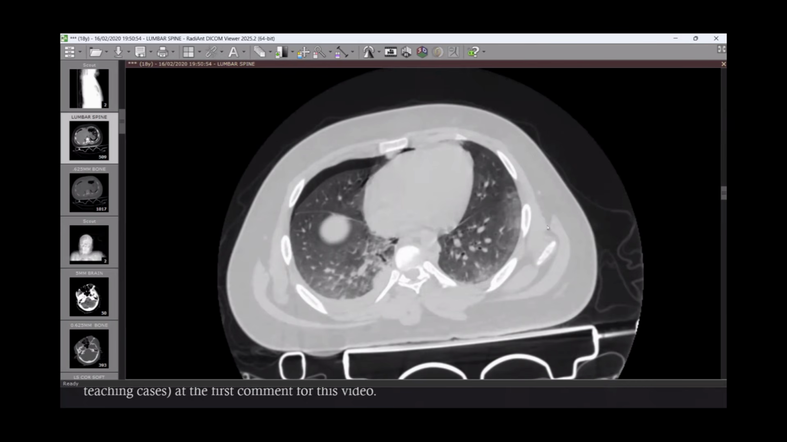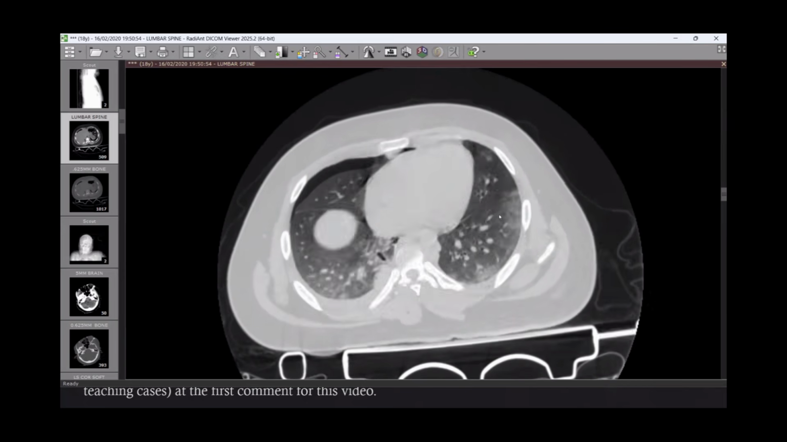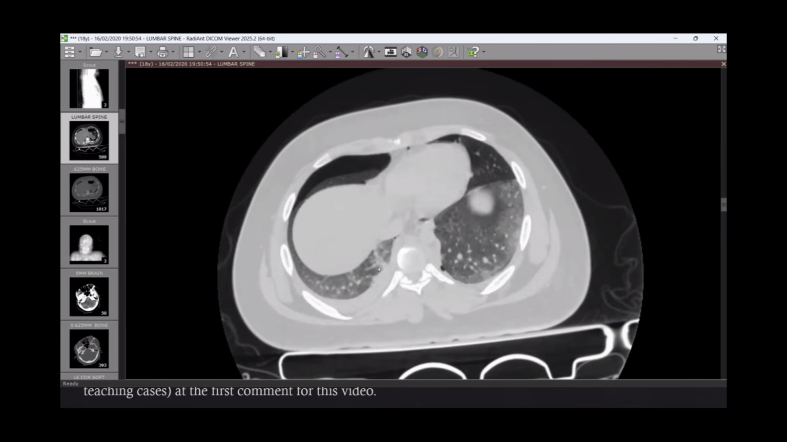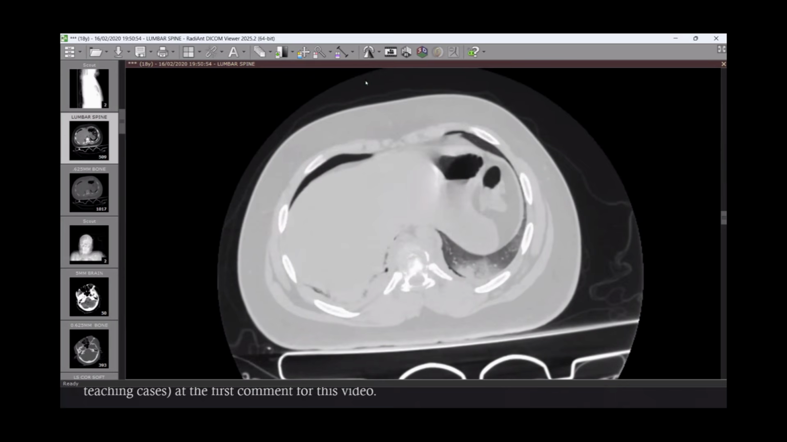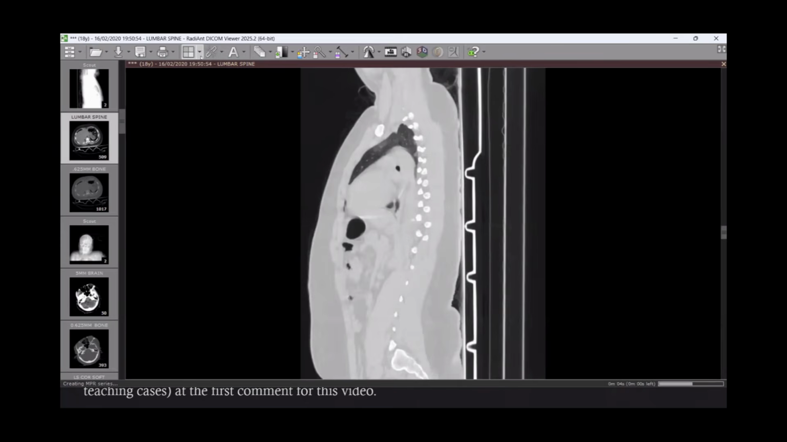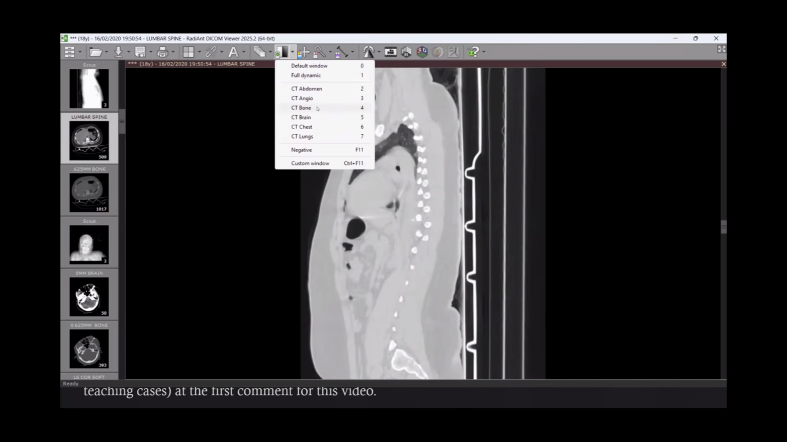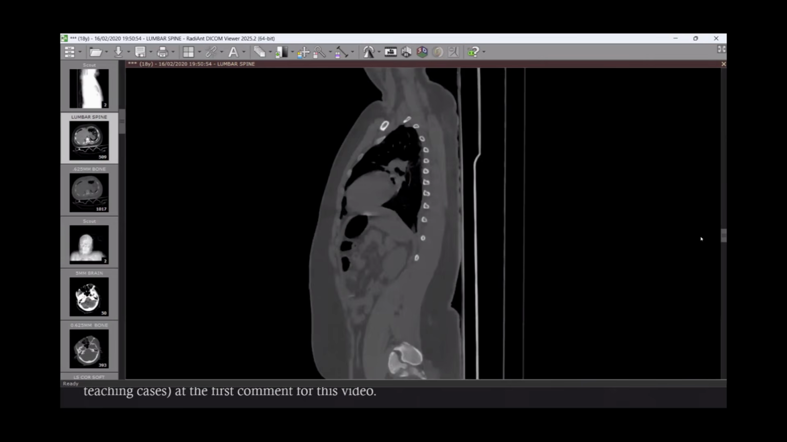Okay, so we have consolidative changes. This one indicates contusions of the lung, and we have lung lacerations, and one of the dorsal vertebrae shows fractures. Yeah, can we go to the sagittal? I will help you to see the sagittal. Yes, I want the sagittal. Just a minute. I will give you the bone window. Okay.